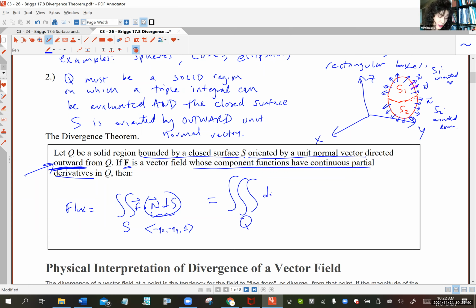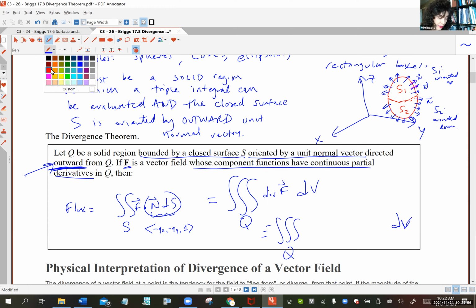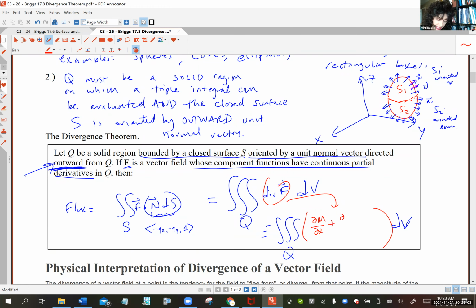You integrate this triple integral over your closed surface, which is your solid. And your integrand is super easy. It's just going to be the divergence of your vector field, and then you have your volume element. From our study of divergence, you should be totally ready for this, because the divergence is easy peasy to get. Remember, your divergence is a scalar function that looks like dM/dx plus dN/dy plus dP/dz. And that's it. That is your divergence theorem.